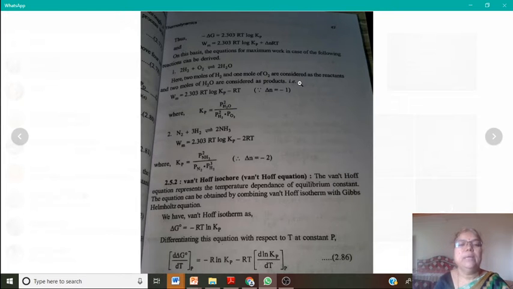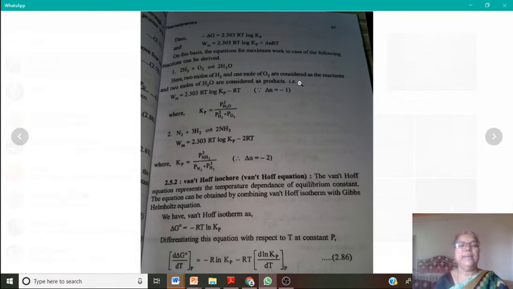Therefore, we can write the equation of W max, that is maximum work, equal to 2.303 RT log Kp minus RT, since we have minus 1 as the value of delta n, and we can write Kp as P square of H2O divided by P square of H2 into pressure of O2. P is raised to 2 because we have taken 2 moles of H2, and 2 moles of H2O we get as product.